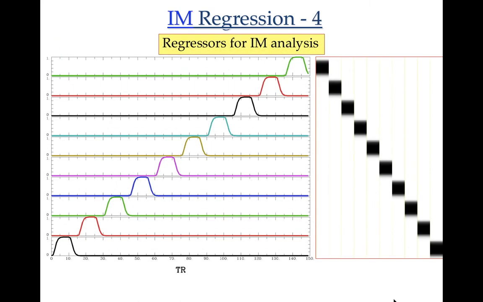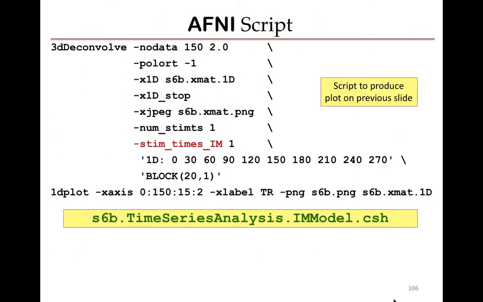Here are the kind of regressors you get for an IM analysis. If we have blocks, we have 10 different stimuli in different block start times, but instead of being one regressor with a lot of waves, we have 10 regressors, each with 1 wave. On the left is the graph of the regressors, and on the right is the image of the regressors where time runs down, whereas on the graph on the left, time runs left to right. And those plots were produced with this script, which you can also download.